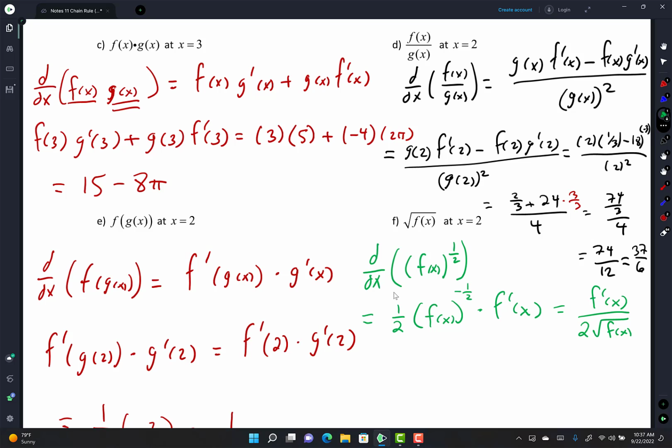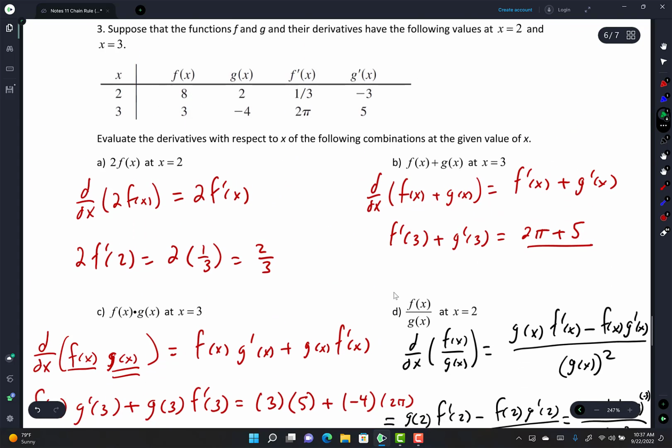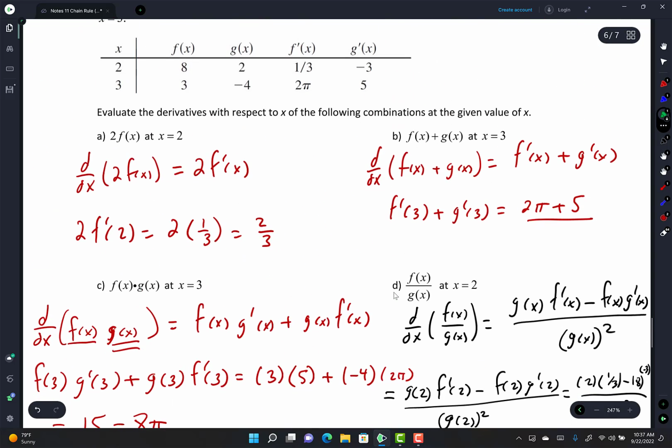I want to insert x equals 2. Okay, I'll stop, guys. It's going to get annoying after a while, so I'll stop. f prime of 2 over 2 square root of f of 2. So I go to f prime of 2. What is f prime of 2? 1/3 over 2. And what is f of 2? 8.